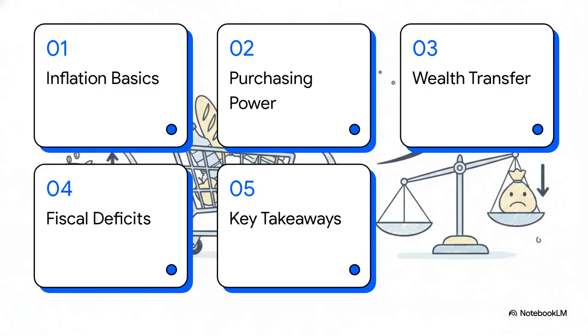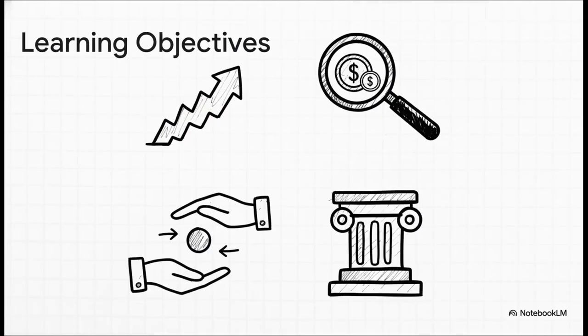Here is our roadmap for today's explainer. We'll start with understanding inflation basics, then move right into the erosion of purchasing power, followed by the wealth transfer effect. After that, we'll examine the link between inflation and fiscal deficits before wrapping it all up with our summary and key takeaways. By the end of this session, our learning objectives are extremely clear.